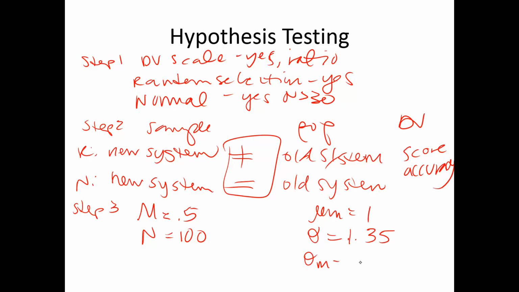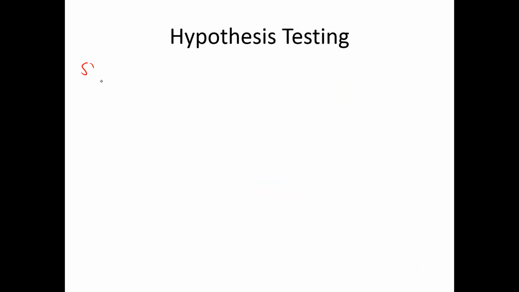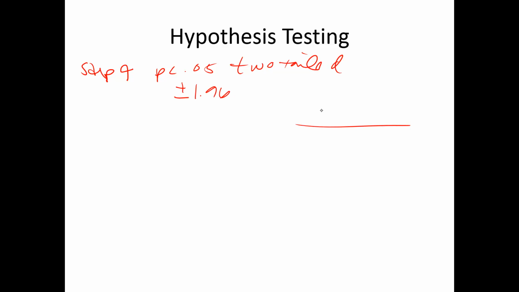And the standard error, so I'm going to take 1.35 divided by the square root of 100, so divided by 10, equals 0.14 if we round up. So we've got a standard error of 0.14, standard deviation of 1.35. So let's move on to step 4. We're using p less than 0.05 and a two-tailed test. So that means it's going to be plus and minus 1.96. So we're going to do both sides.